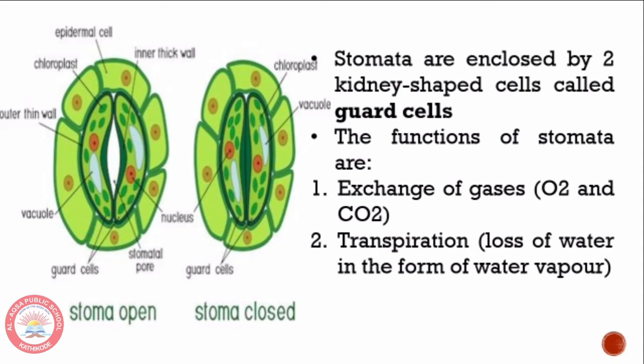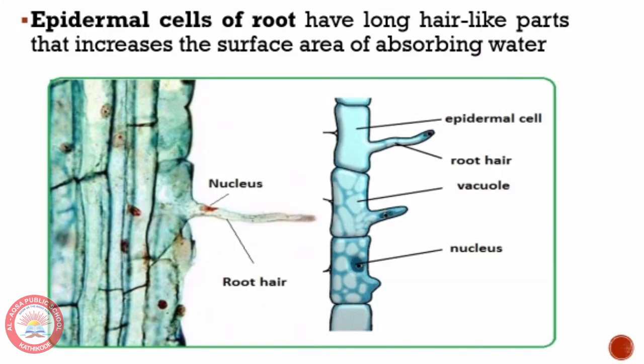You might be remembering what is transpiration, the process by which excess water in the plant is lost in the form of water vapor. This transpiration also occurs through stomata. The epidermal cells of root have long hair-like structures. Do you know what is the function of root? Yes, it is to absorb water. These long hair-like structures help in increasing the surface area of absorption.